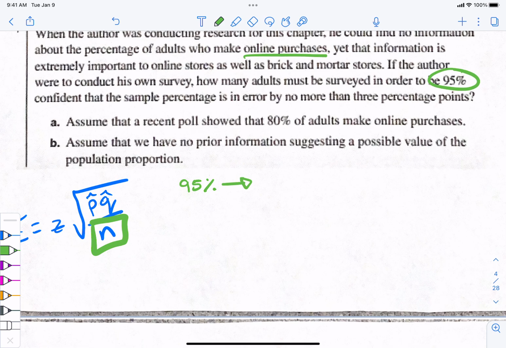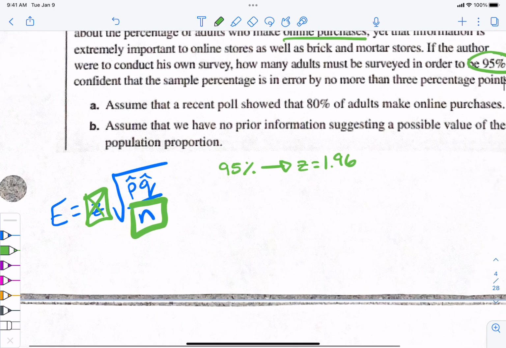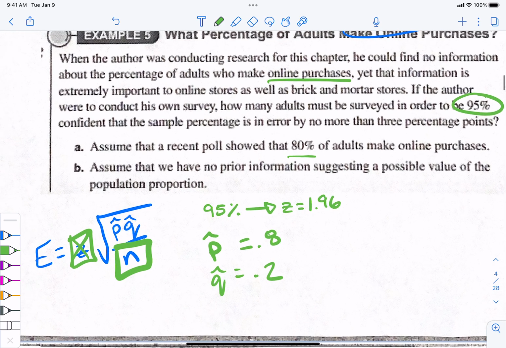95% tells me what? Z. And Z is 1.96. Okay, I know Z. Let's see. Assume that a recent poll showed that 80% of adults make online purchases. That's probably P hat. 0.8 is P hat. Okay. Q hat is 0.2. And they want us to be off by an error that is no more than 3 percentage points.